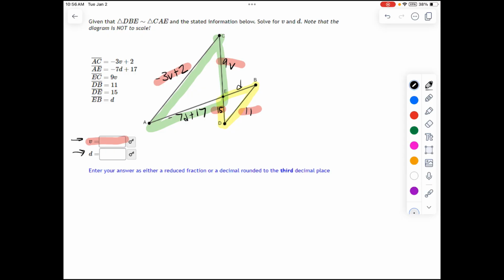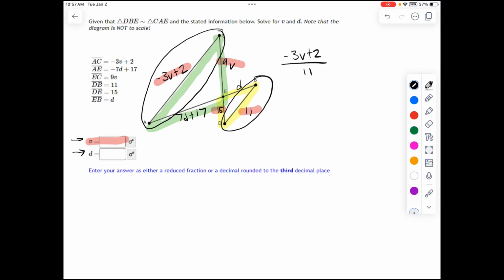Alright, so let's look at this. First off, A to C. I like going bigger triangle to smaller, so I'm going to set my proportion up that way. You can go the other direction if you like. So negative 3v plus 2. Of the green triangle, which side does that correspond to on the yellow, the smaller triangle? Well, it corresponds to that one. So there is your proportion, negative 3v plus 2 over 11. Those sides correspond to each other.